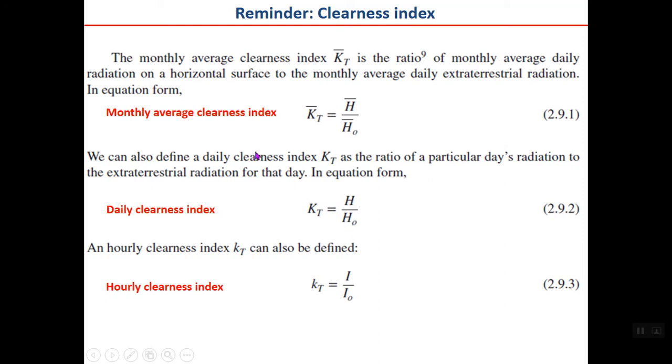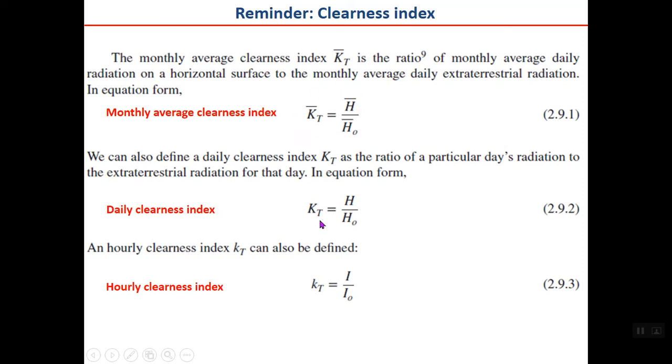Now, if you take an average for the month in question and calculate the monthly average daily clearness index, it is shown in the same manner, but with a bar over K. And as you can see here, H bar is the monthly average daily radiation on the Earth's surface for the month in question, and H bar 0 is the monthly average daily extraterrestrial radiation. So this is the daily clearness index, and this is the monthly average daily clearness index. This is for only one day of the month. This is for any day of the month.